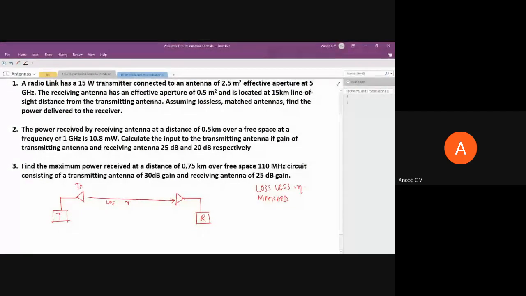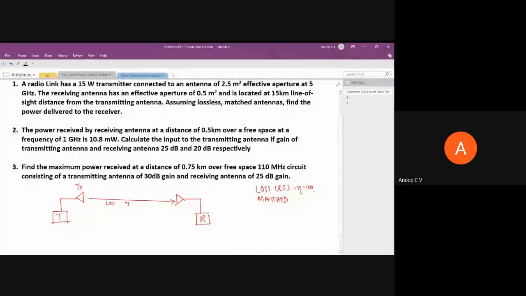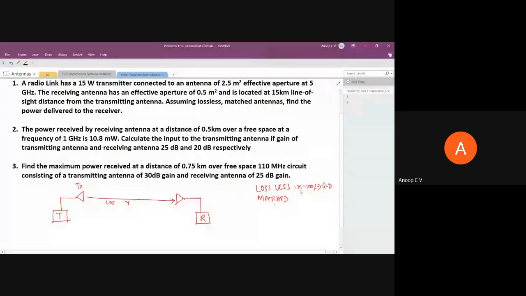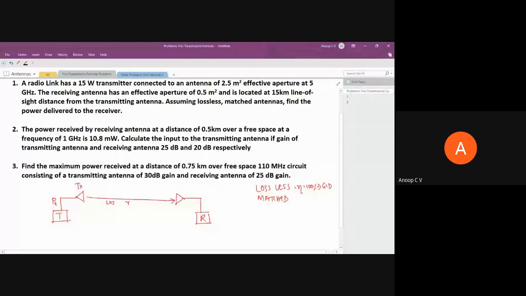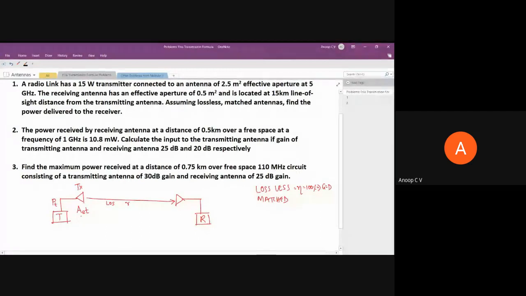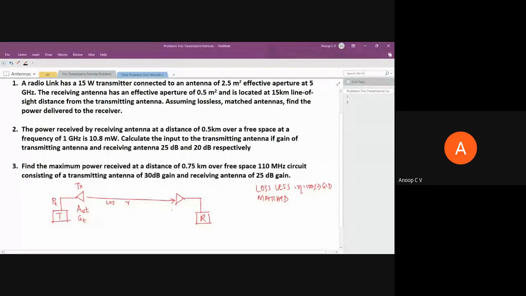Lossless means efficiency will be 100%, or in other words, gain will be equal to directivity. Matched means there is no reflection. Whatever power is delivered by the transmitter, the entire power will be given to the transmitting antenna. The transmitting antenna can have an effective aperture AET and gain GT. Similarly, the receiving antenna has effective aperture AER and gain GR, and PR is the received power. So we had the Friis transmission equation.